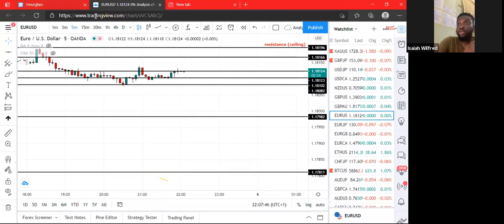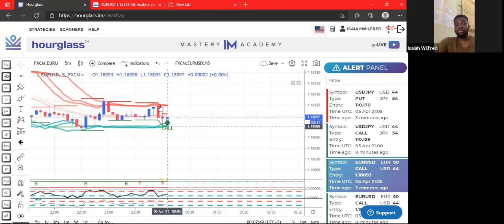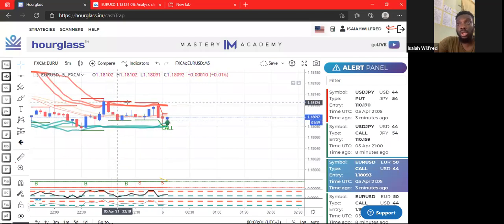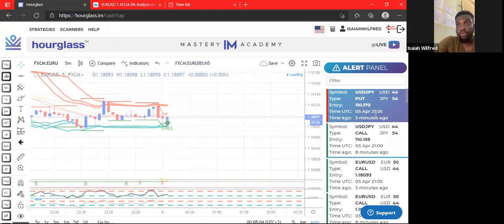But for people that like to use Cashtrap for just taking trades, it's not really hard. All you should be looking out for is just these green lines, the support lines, and the resistance lines. So let me look for another pair and see if I'll see something different.